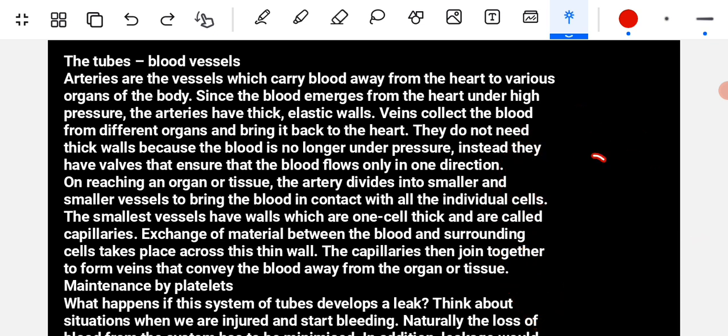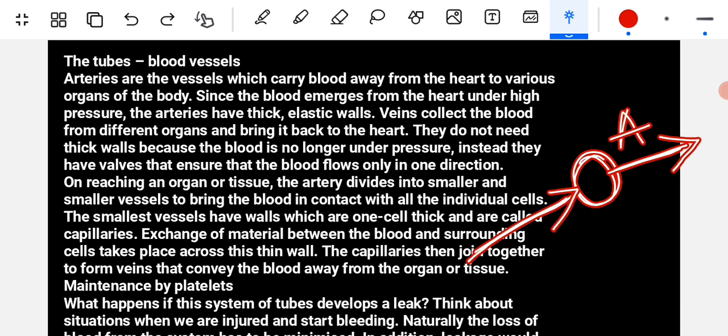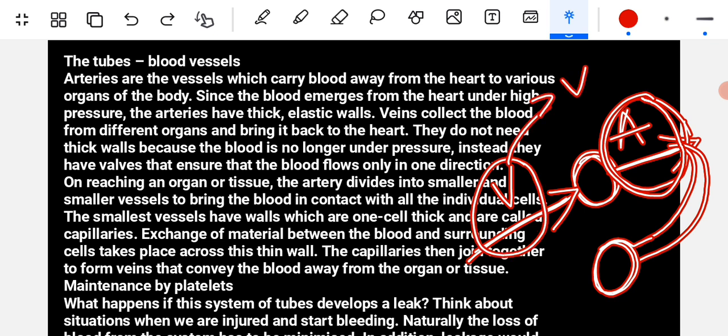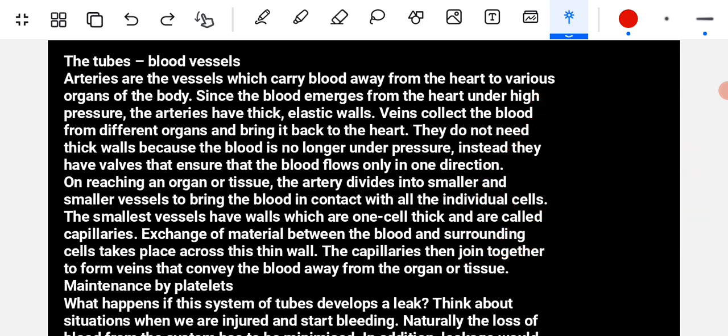If you consider this as a heart, the vessel which is going away from the heart is the artery. The vessel which is coming towards the heart is the vein. The blood going away from the heart has to be pumped with great force and pressure to all the organs. So the arteries are thicker and more elastic when compared to the veins. But the veins also have valves. Why do they have valves? Because the blood should flow in only one direction. There should not be a backward flow.